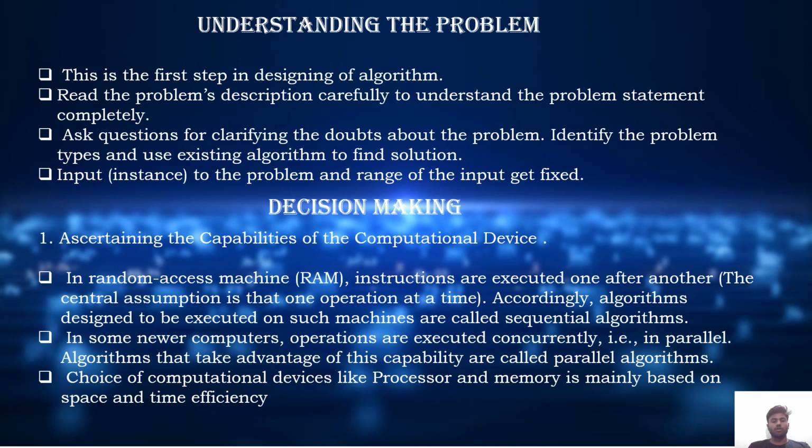Considering the capability of the computational device, in a random access machine, instructions are executed one after another. The central assumption is that one operation is executed at a time. Accordingly, algorithms designed to be executed on such machines are called sequential algorithms. In some newer computers, operations are executed concurrently. The choice of computational device like processor and memory is mainly about space and time efficiency.